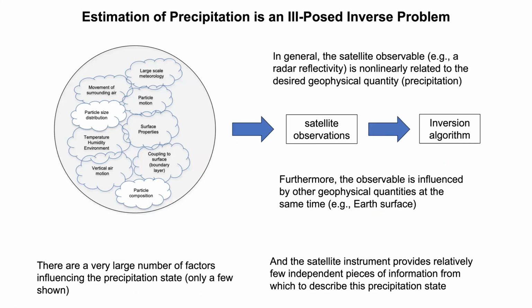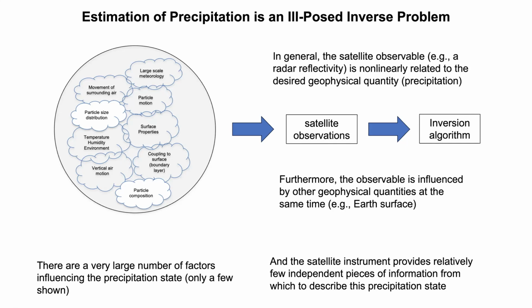But the estimation of precip from these data, the inverse problem, is really very ill posed, right? You've got over on the left here many, many factors influencing the precipitation state. This is just a few kind of things I've shown. And then you've got the satellite flying over it, which provides relatively few pieces of independent information about this precipitation state. And you're trying to tell what the surface precip is. So it's really very ill posed.